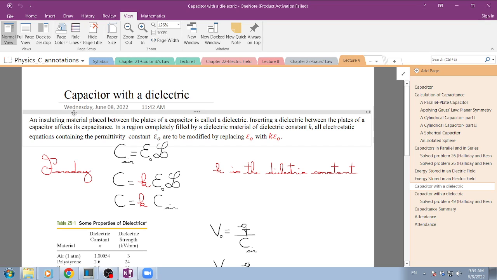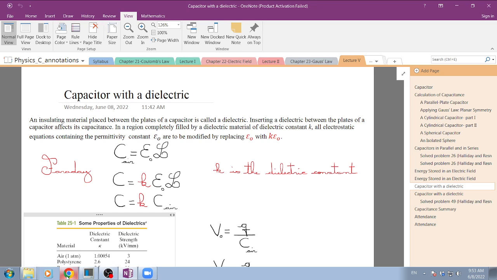I would like to talk about the capacitor with a dielectric. What is a dielectric? Remember, if you remember the first class, every time you have any material between the plates of a capacitor, this material is called a dielectric. The dielectric is actually used to increase the capacitance of the capacitor.